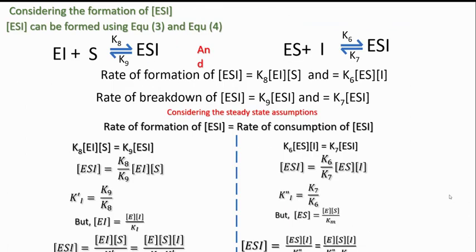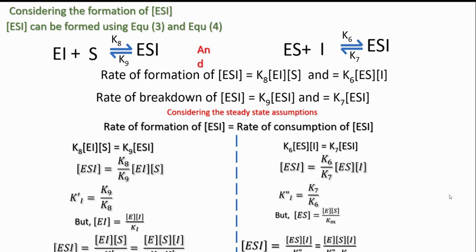Now, let's consider ESI, and we know that ESI is formed from two different sources, either the substrate binding to EI complex or the inhibitor binding to the ES complex. So now we are going to have two ways of forming ESI, either by the rate being K8 into EI multiplied by S, or K6 multiplied by ES multiplied by I. Okay, for the breakdown, it is either ESI is broken down in the form K9 multiply ES or K7 multiplying ESI.